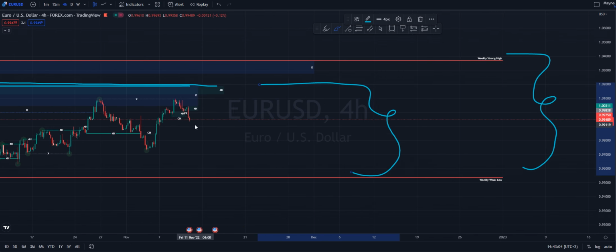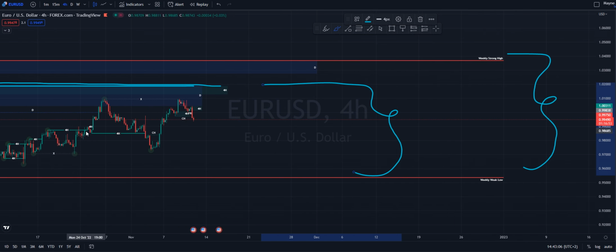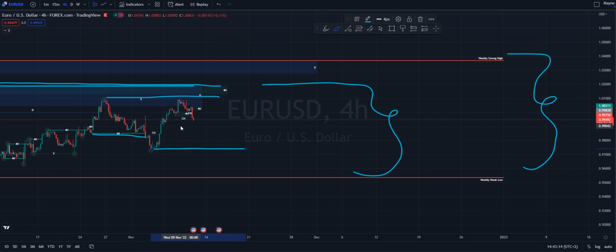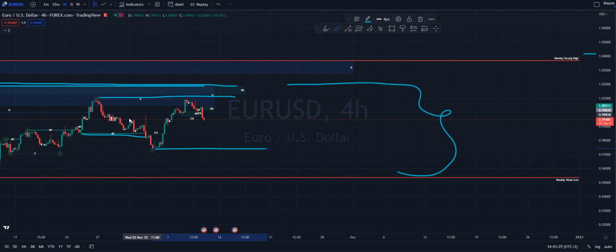We can see that price has recently broken structure to the downside over here, and now we're playing within this 4-hour range over here, right? This is the 4-hour range, within the daily range, within the weekly range, and the 4-hour is bearish, the daily is bearish, the weekly is bearish. So we can see that we have 3 time frames aligned so far.